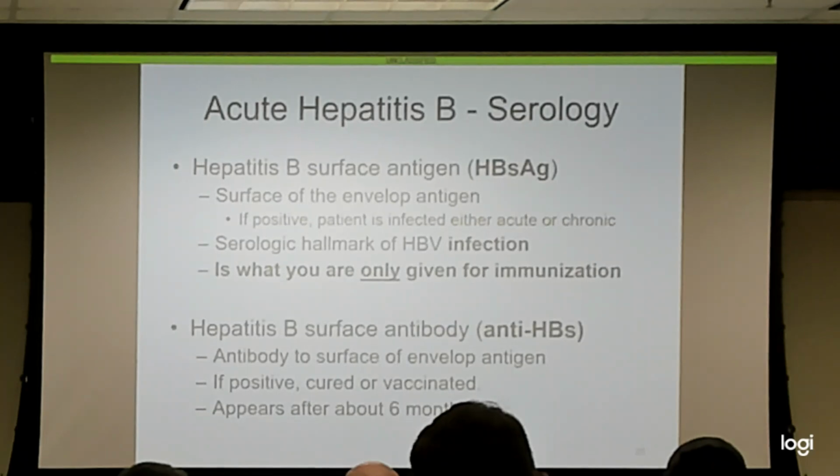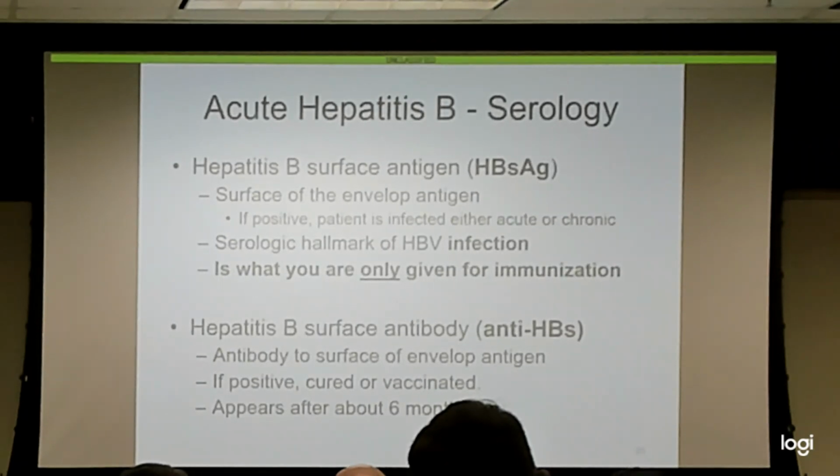All right. And so we've got the hepatitis B surface antigen, right? HBsAg. It's located on the surface of the envelope of the DNA virus. If positive, patient is infected with acute or chronic. Serology is the hallmark of HBV infection. So if I'm worried about it, I'm going to get the HB surface antigen on my labs.